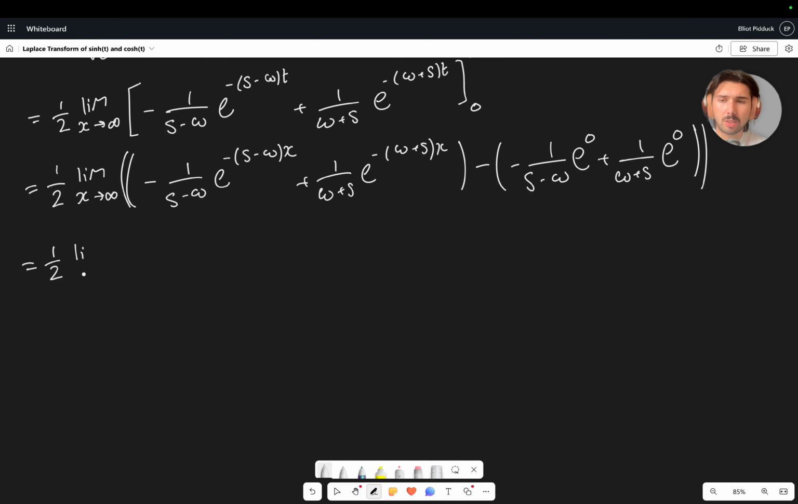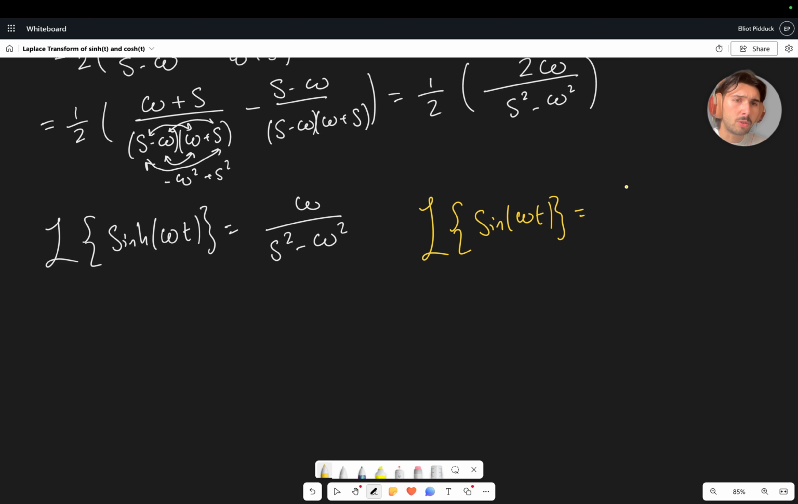Okay, and that's a really nice formula for us. So notice the similarity between this and the typical trig one. So the normal trig Laplace transform, the Laplace transform of sine of omega t, and I've already got a video on this one, is equal to omega over s squared plus omega squared. So there's no difference between them except that minus sign in the new one that we've got here.